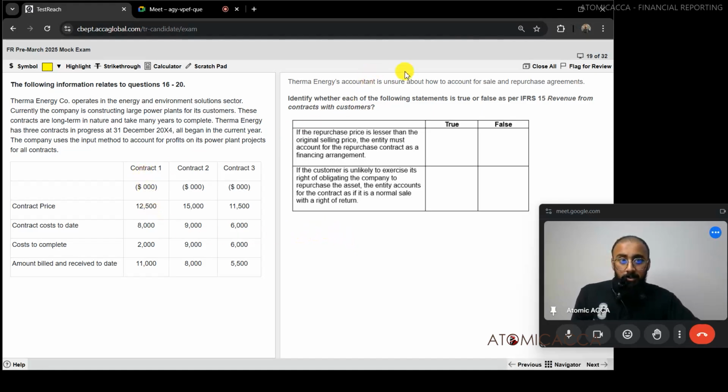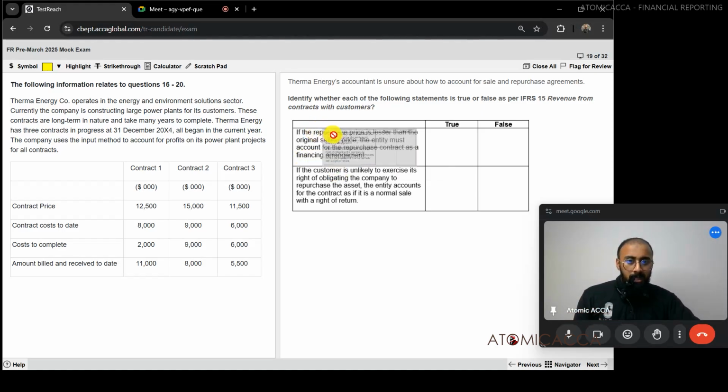This is the same question. Identify whether each of the following statements is true or false as per IFRS 15 contract with customer. Therma Energy's accountant is unsure about how to account for a sale and repurchase agreement. If the repurchase price is less than the original selling price, the entity must account for the repurchase contract as a financing arrangement. Financing arrangement means like a liability, which is wrong.